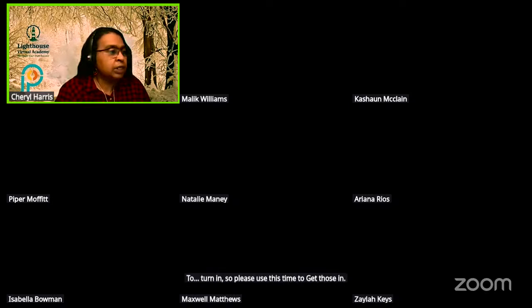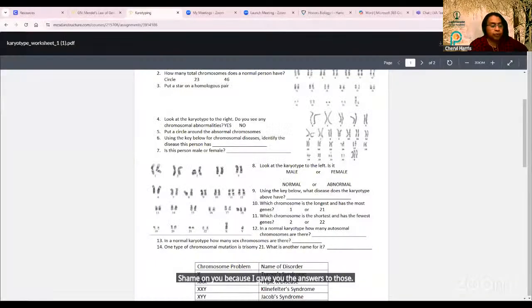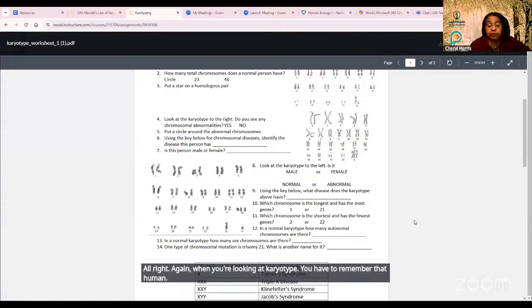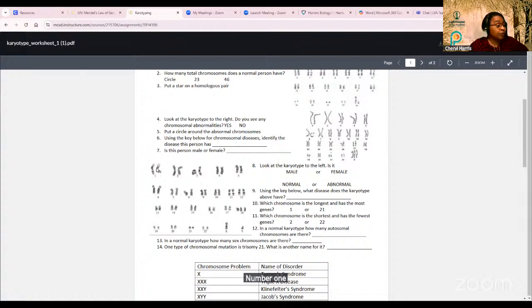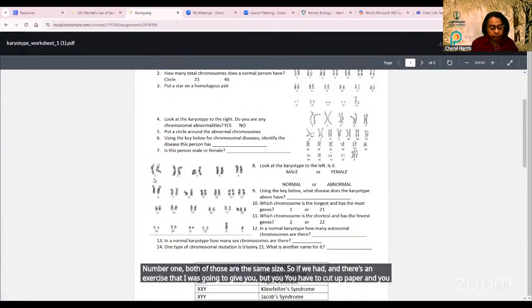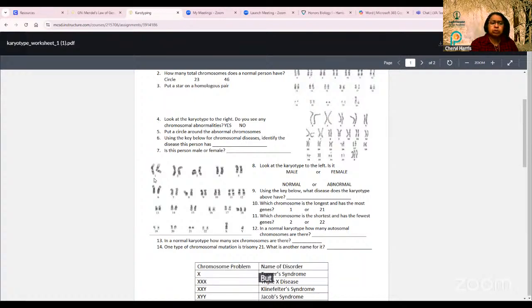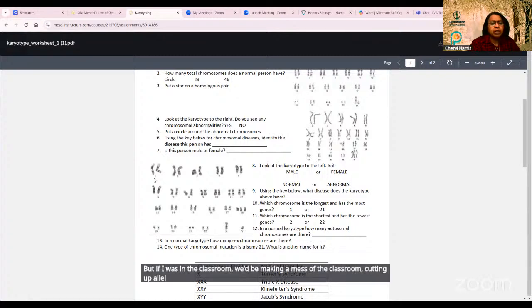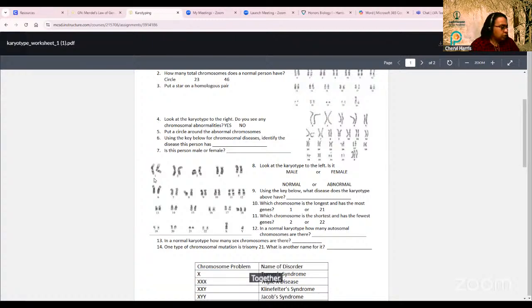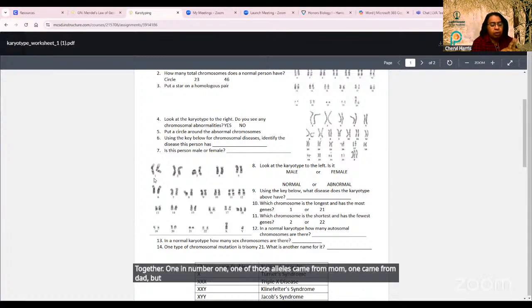All right. Again, this was one that I went through the first set. And so if you got those wrong, shame on you because I gave you the answers to those. All right. Again, when you're looking at karyotypes, you have to remember that these are all human karyotypes. If this was an elephant or a donkey, it would look different because they don't have 23 pairs of chromosomes. They have a different number of chromosomes, but you would still line them up the same way. So number one, both of those are the same size. There's an exercise that I was going to give you, but you have to cut up paper and take pictures of your stuff, and I didn't want to go through all of that with you all. But if I was in the classroom, we'd be making a mess of the classroom, cutting up chromosomes and matching them together. So in number one, one of those alleles came from mom, one came from dad, but they are the same. Okay, and we know they're the same because they're the same length.